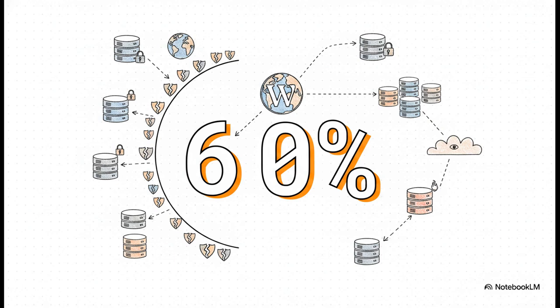60%. According to scan telemetry from Wiz Research, at the exact time this vulnerability was disclosed, roughly 60% of organizations running WordPress had at least one vulnerable instance. And it gets worse. About 25% had a vulnerable instance directly exposed to the open internet. So we aren't talking about some niche theoretical threat here. We are talking about a massive global attack surface.